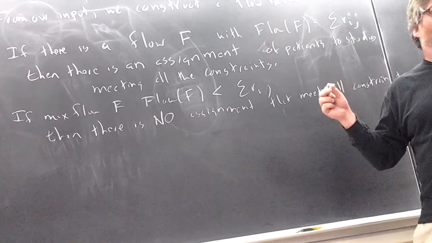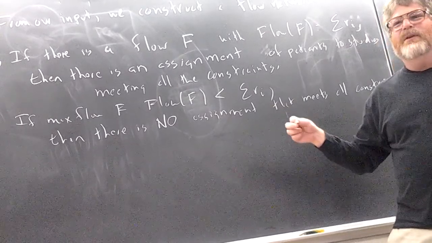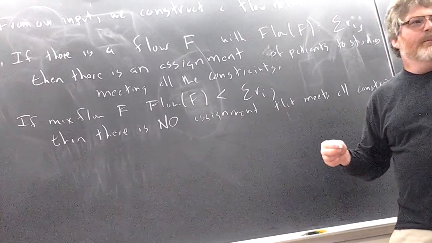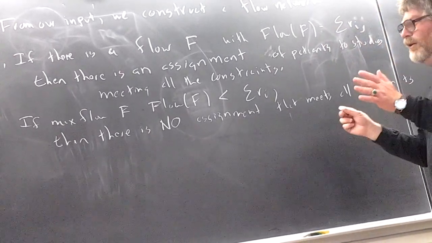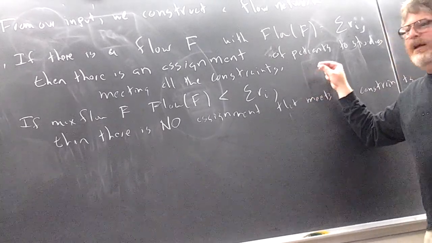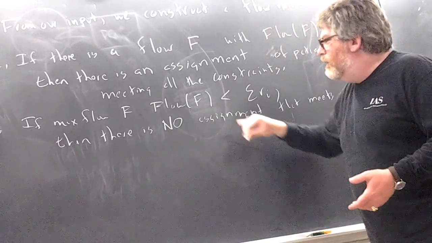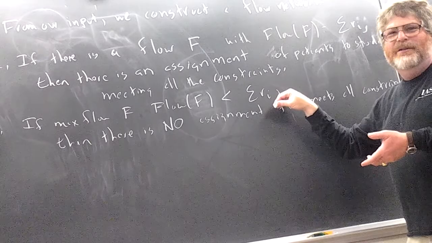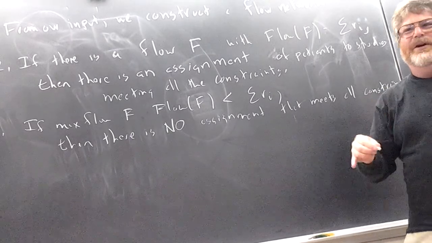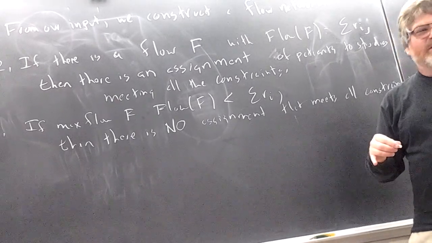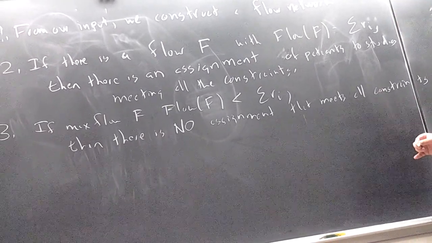We don't throw away everything. We try, maybe increase k by 1. Say, can we do it now? But that's up to the user how they want to do it. Saying the correctness of the algorithm is saying if we find the max flow and it doesn't satisfy all the requirements, then it isn't because this approach didn't work, it's because the set of requirements was too strict. There is no solution. It's impossible to satisfy those requirements.